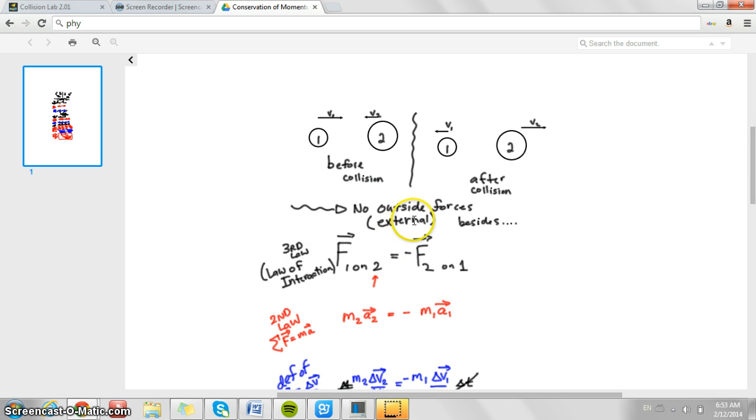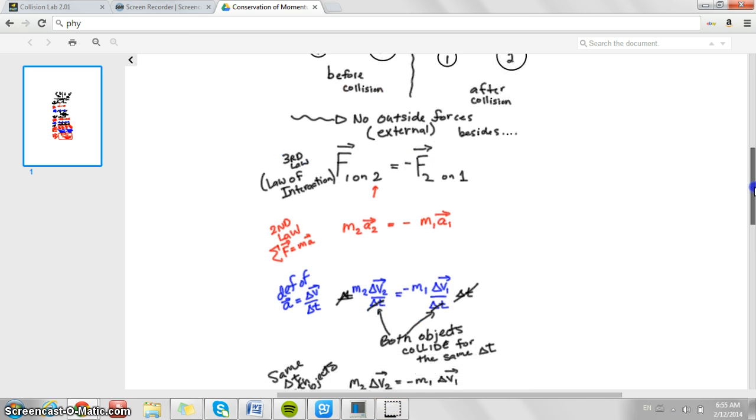Oh, and no outside forces, because that's our second law, that we cannot have any external forces, like air resistance or friction. We're just going to ignore that for our momentum problems for now.